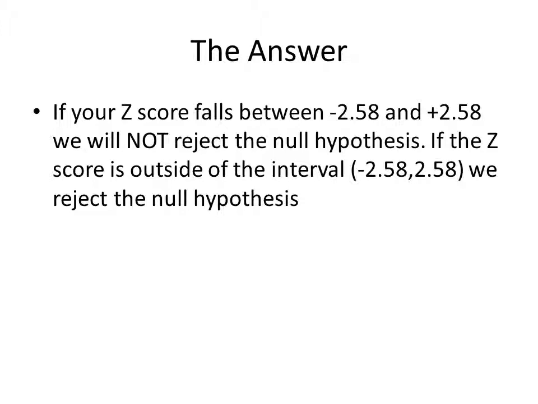So the answer to our question is, if your z-score falls between negative 2.58 and positive 2.58, we will not reject the null hypothesis. If the z-score falls outside this interval, negative 2.58 and positive 2.58, we would reject the null hypothesis.